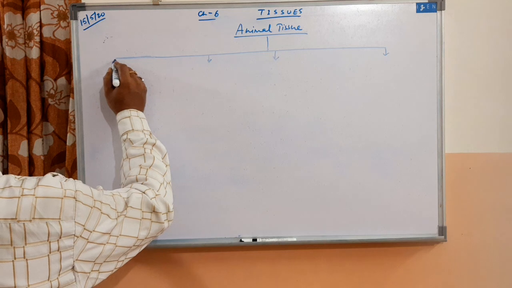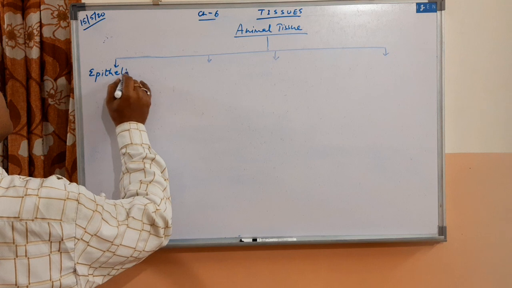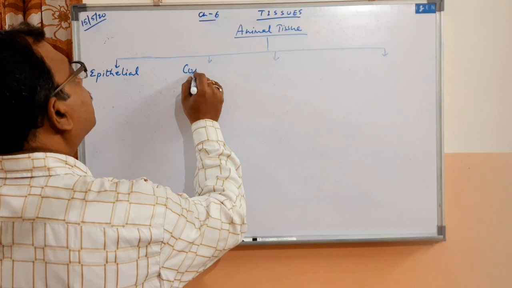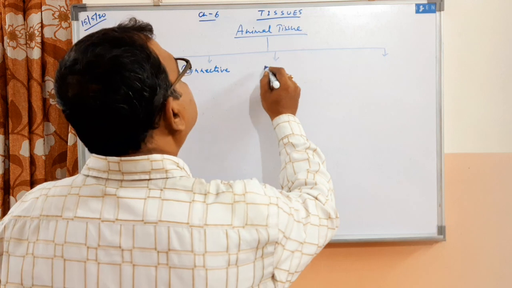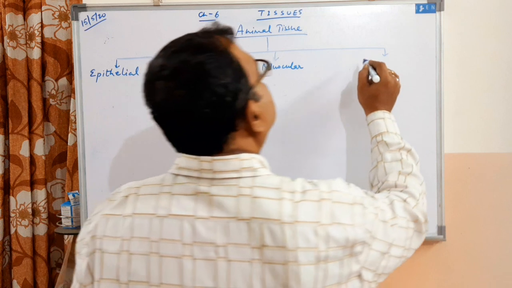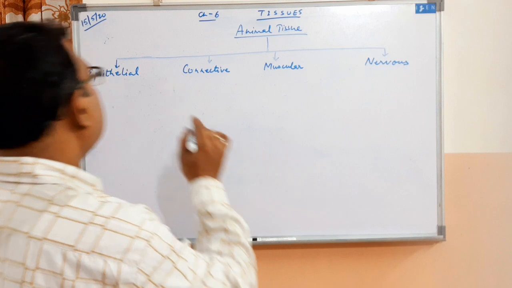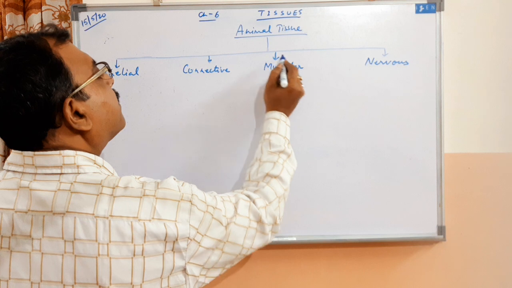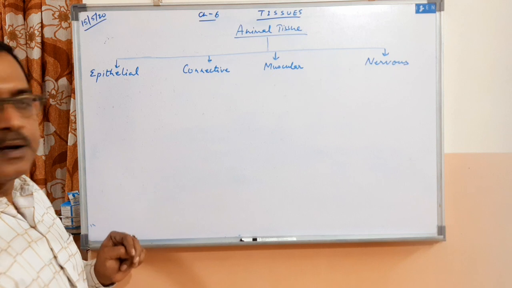First one is epithelial. Next is connective tissue. Third is muscular tissue. And fourth is nervous tissue. These are the main four different types of animal tissue. Remember, these are the four broad categories of animal tissue.